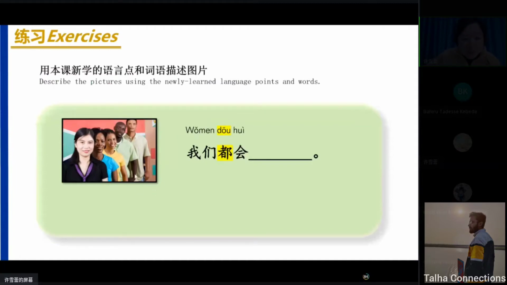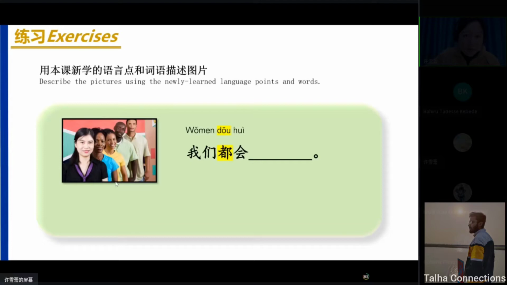Here's the picture. There are a few people there. They all have the ability to do something. So, 我们都会. Now, 都 is used to emphasize all. All of us. 我们都会什么? What are they able to do? 他们会什么呢? 他们会什么? Think about you can use your own words to answer this question.